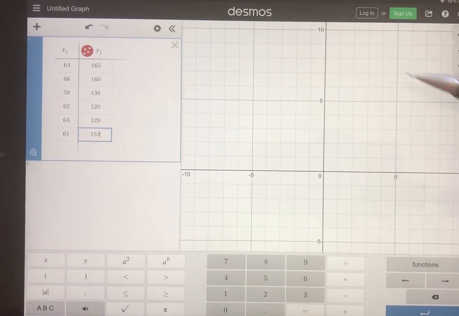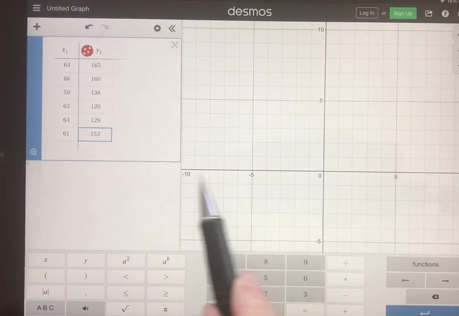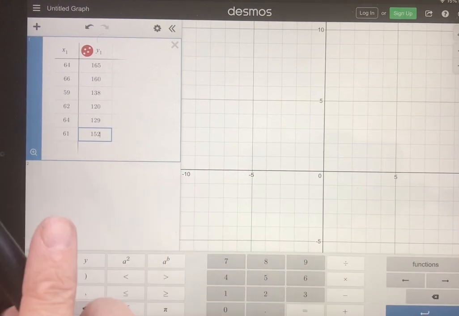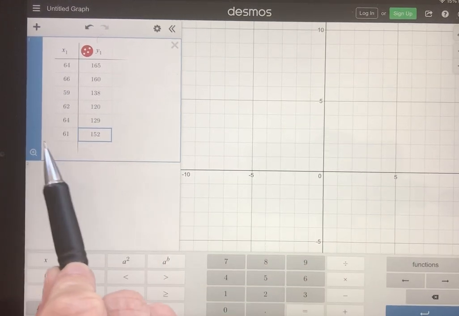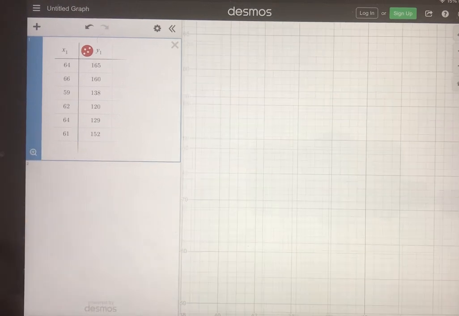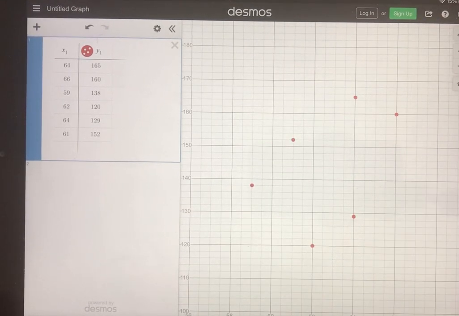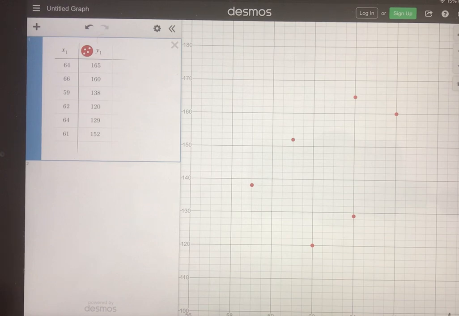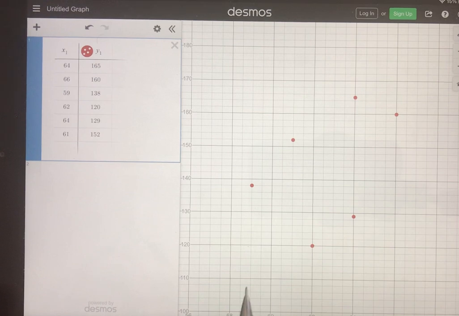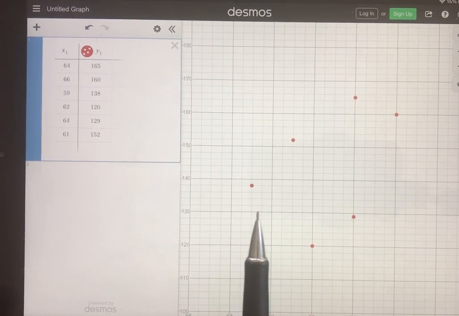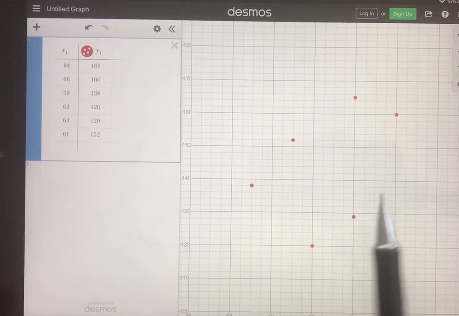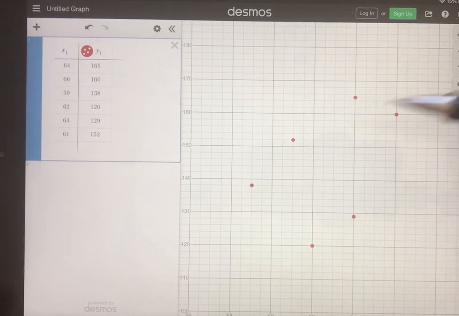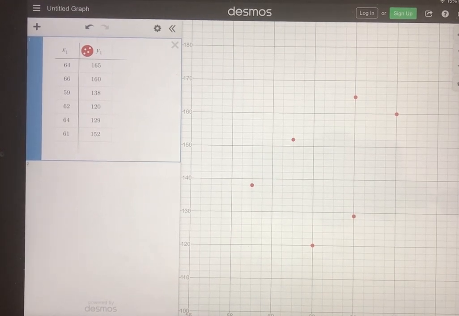And as we know, the default for Desmos is -10 to 10 in both directions. If we press this magnifying glass with the plus sign, it will rescale for us and we can see our data here. In this case, they're going from 100 to 180 on the y-axis and from 56 to 68 on the x-axis. And there are your 6 points. And again, we can see a trend here that as people get taller, they tend to get heavier. So there you have it, creating a scatter plot.